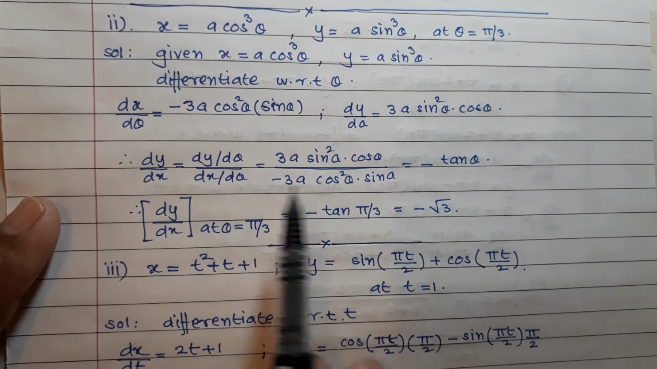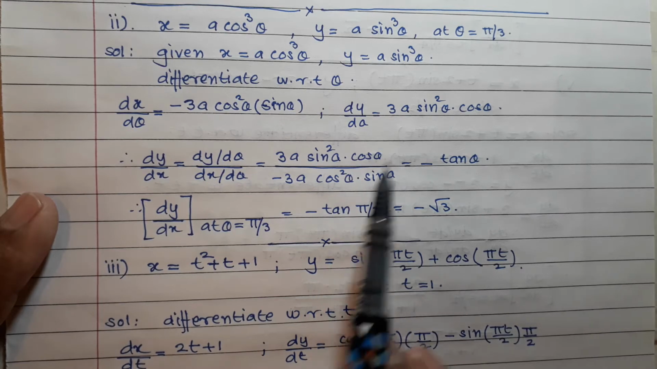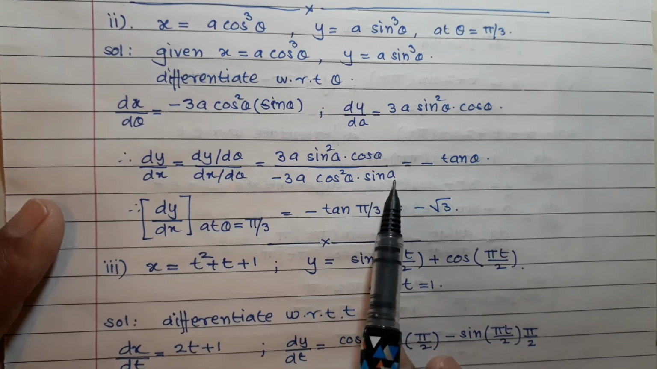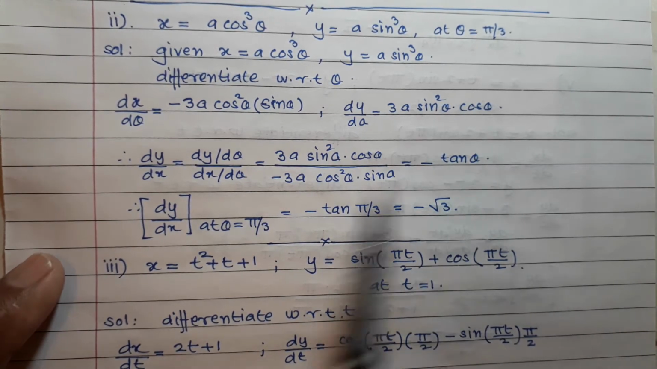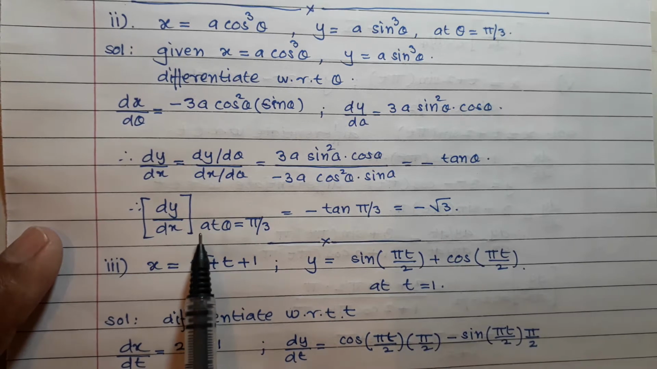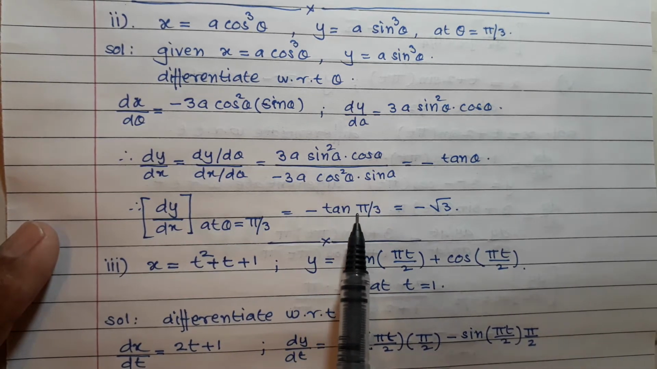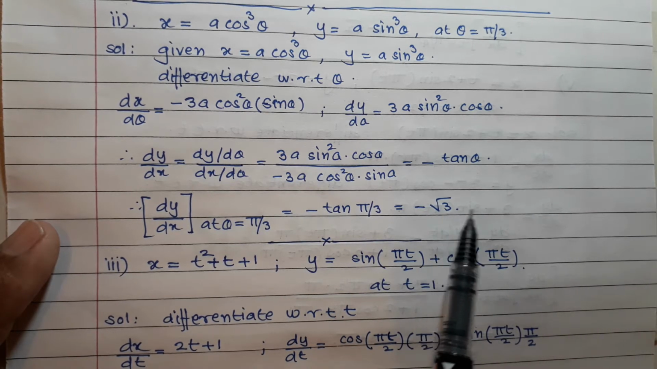dy/dx = 3a sin² θ cos θ upon -3a cos² θ sin θ. Simplify this, you will get -tan θ, and therefore dy/dx at θ = π/3 is equal to -tan π/3, which is equal to -root 3.